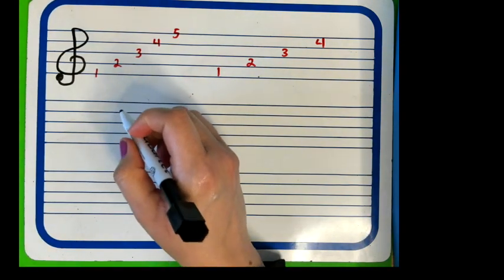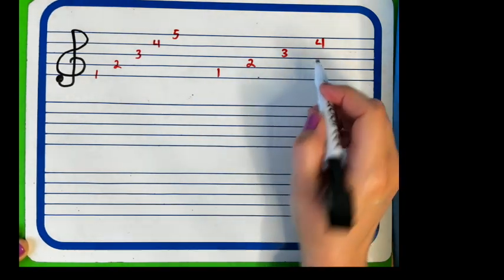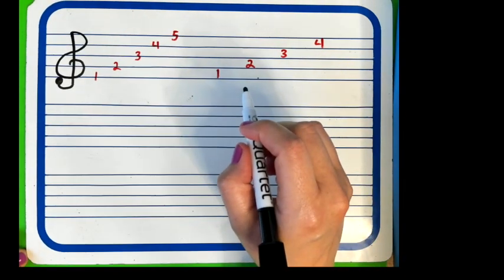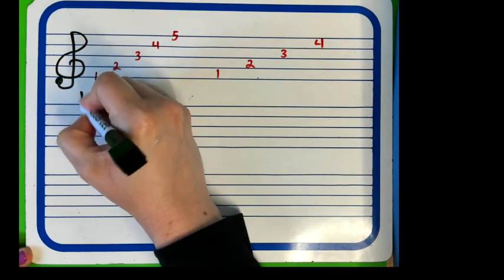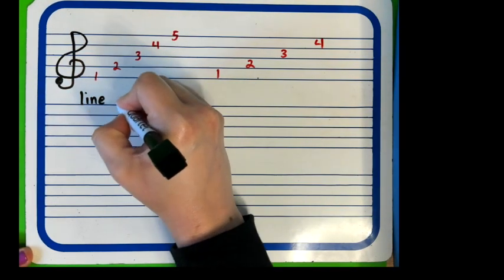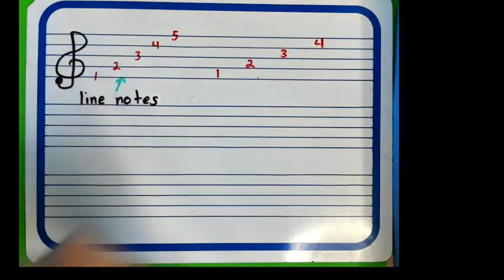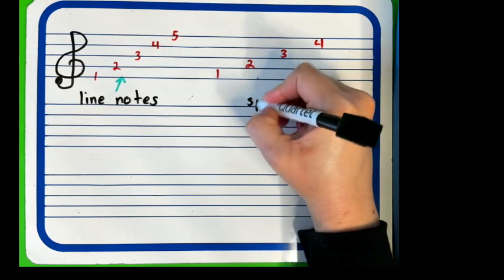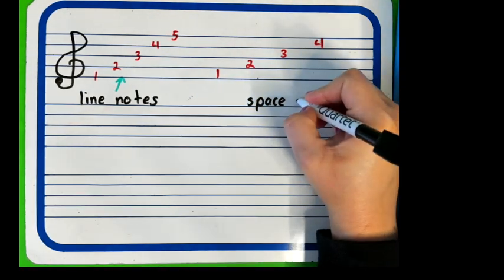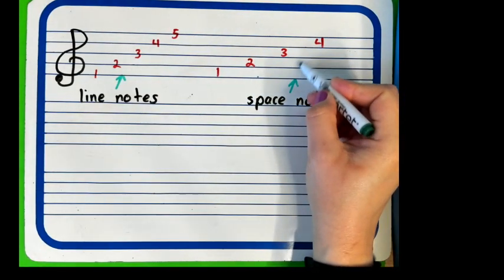Now in music class, someone somewhere in history said that each line and each space has a letter that's assigned to it. So we're going to call the notes over here line notes because it has to do with lines. And we're going to call the notes over here space notes because it has to do with spaces, right?